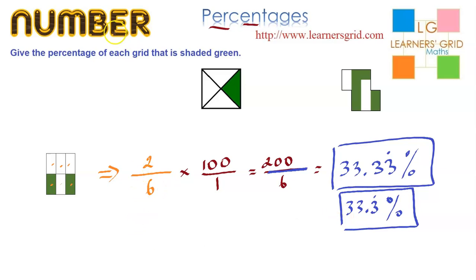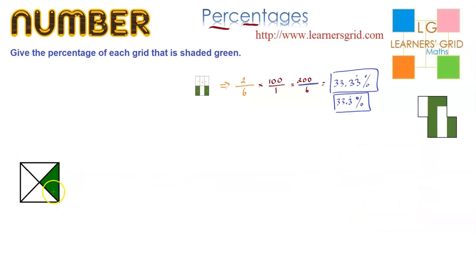Let's have a look at our second diagram. Now, for the second diagram, you can see we have 1, 2, 3, 4 equivalent parts. So the denominator is 4. There's 4 equivalent parts in total. And out of that total, one of them is shaded green. So our fraction becomes a quarter. Now, if you know some basics about fractions and their equivalent percentages, you'll know straight away that 1/4 is the same as saying 25%. And that is correct.